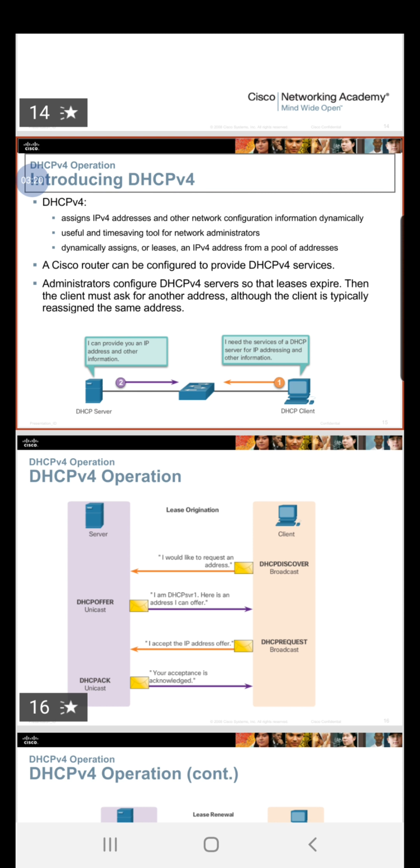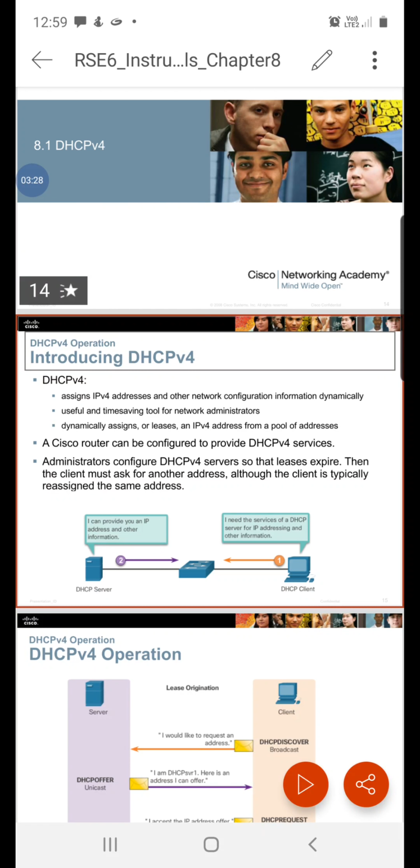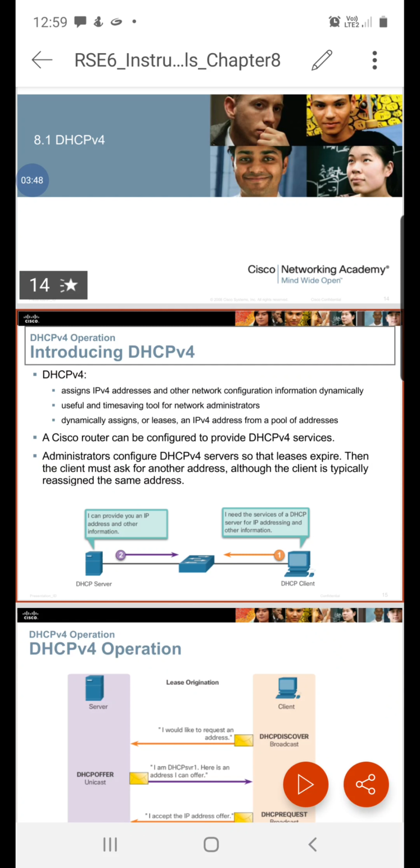And here see this diagram. In this diagram, we have one DHCP server and a DHCP client. The DHCP client is requesting the server, like, I need the service of your DHCP server for IP addressing and other information. And the server is going to provide the response by providing an IP address to that device, right? That is the scenario present in the DHCP environment.